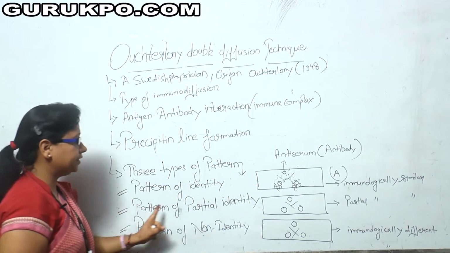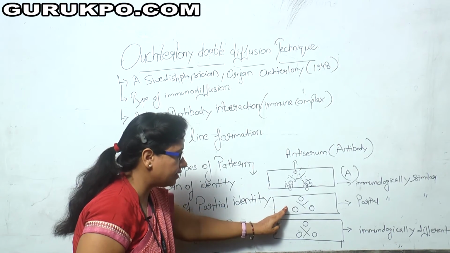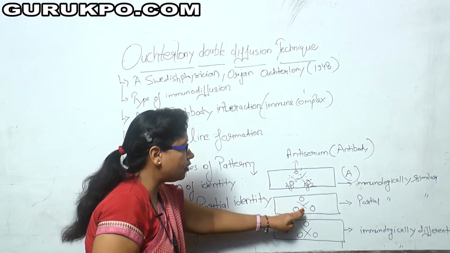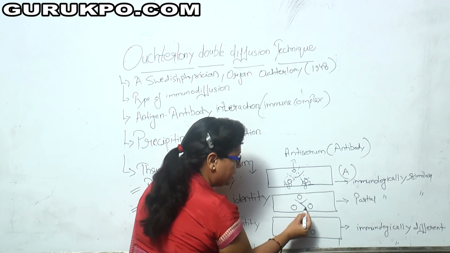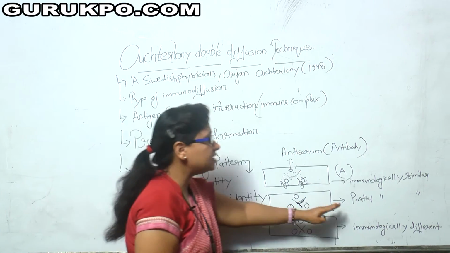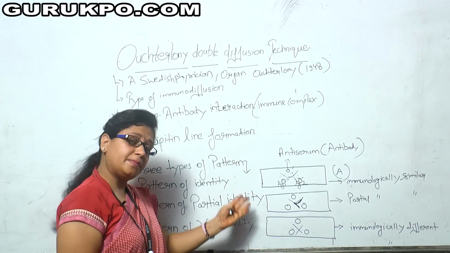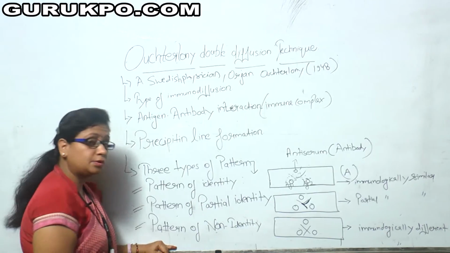Now the next pattern is partial identity. In this partial identity, as the diagram is showing, spur formation takes place. This is the spur. Spur formation means the antigens are partially immunologically similar. One antigen is more similar compared to the other. Now we come to the next pattern.